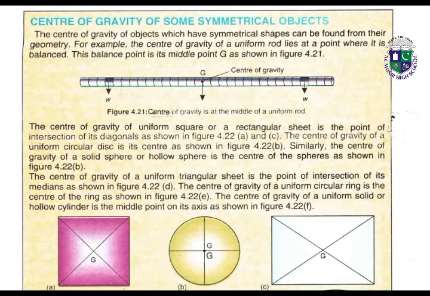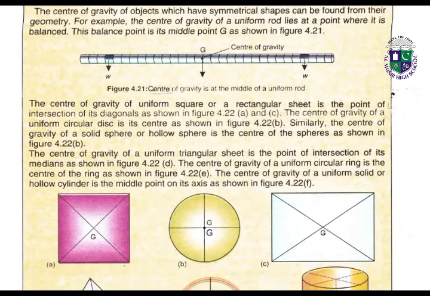Next we have this box. It is showing the center of gravity of symmetrical objects. For example, we have this rod with two weights, one on the left side, one on the right side, and here we have the center. This is called the center of gravity of this rod. So the center of gravity of objects which have symmetrical shapes can be found from their geometry. For example, the center of gravity of a uniform rod lies at a point where it is balanced. So here it is balanced at point G. So it is the center of gravity.